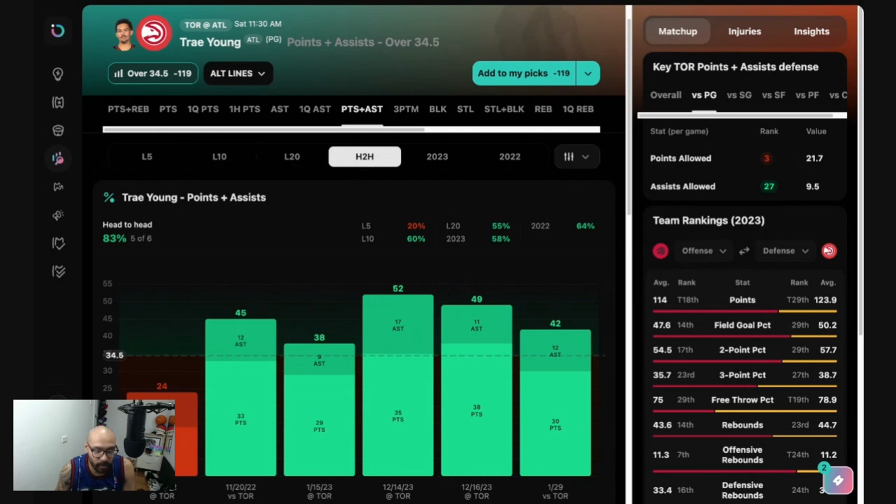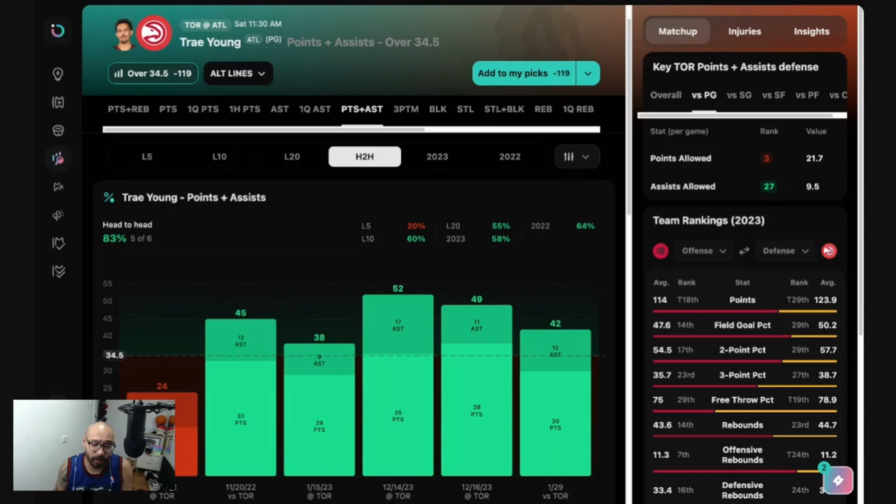So in head-to-heads, he's nailed his points prop. Well, if he's nailing the points prop, it's easy to say he'll nail the assist prop. But check out these points and assist games against the Raptors: 33 and 12, 29 and 9, 35 and 17, 38 and 11. And then his most recent game against them, he had 30 points and 12 assists. Based on what we're seeing here, Trae Young absolutely tortures these guys.